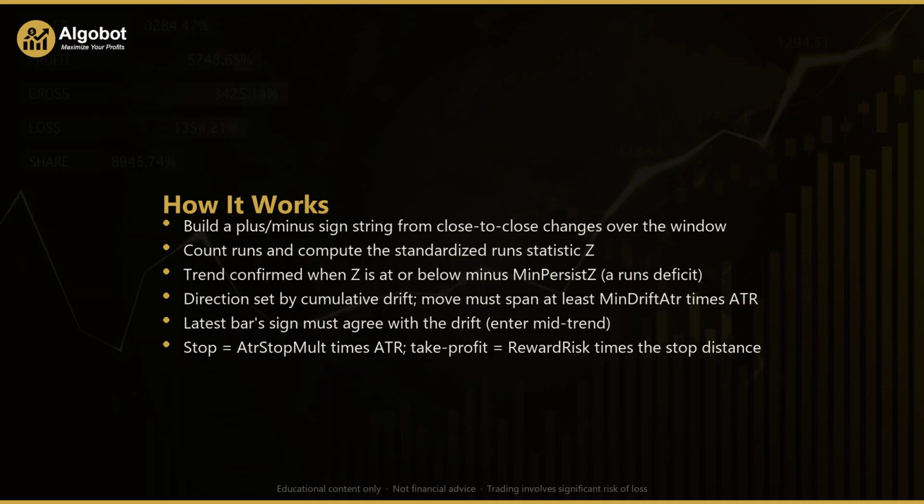When everything lines up, the position opens. The stop loss is placed AtrStopMult average true ranges away from entry, 2 by default, and the take profit is set at RewardRisk times that stop distance, a default of 1.6 to 1. From there, the stop and target manage the trade to completion, and the EA waits for the next fresh bar before looking again.